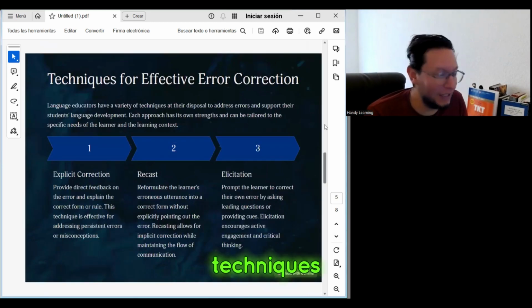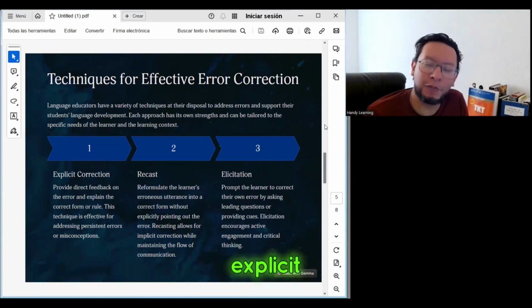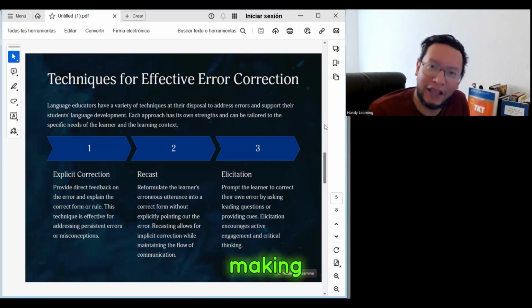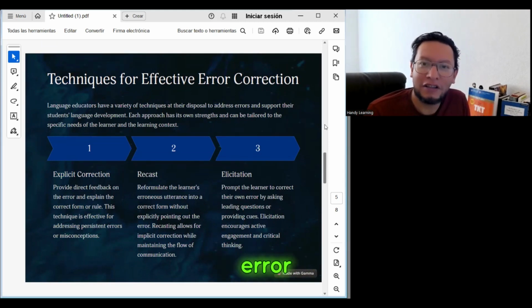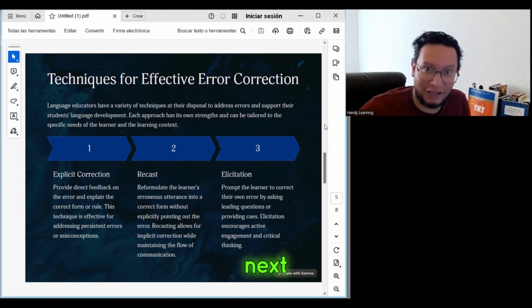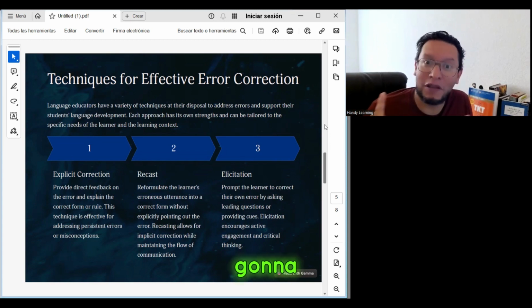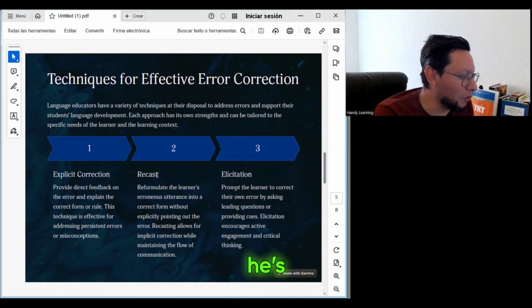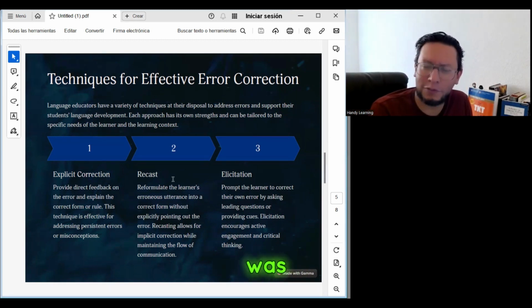Something important is techniques of effective error correction. Explicit correction happens when they are making errors, not mistakes. Explicit correction is because they made an error that they ignore, so you cannot lead the students to correct themselves because they don't know how to correct it. So in that case, you explicitly tell the student, okay, here is the rule. I'm gonna teach you. Okay, did you get it? Good. Next time he makes the same error, it's gonna be a mistake, and you can lead him to correct it because he already knows that.